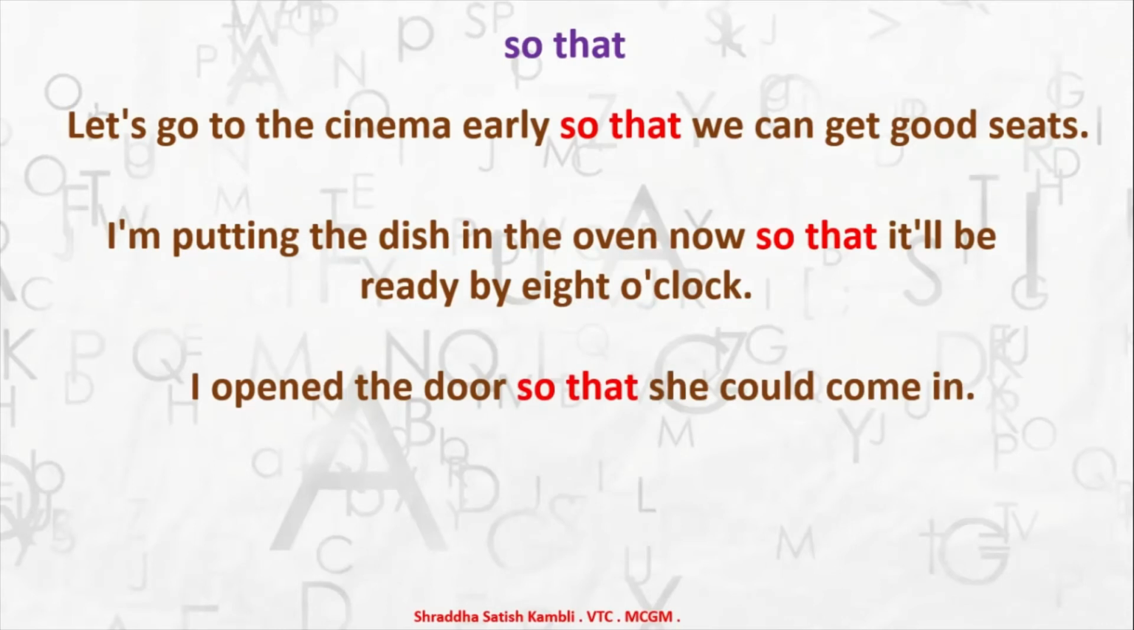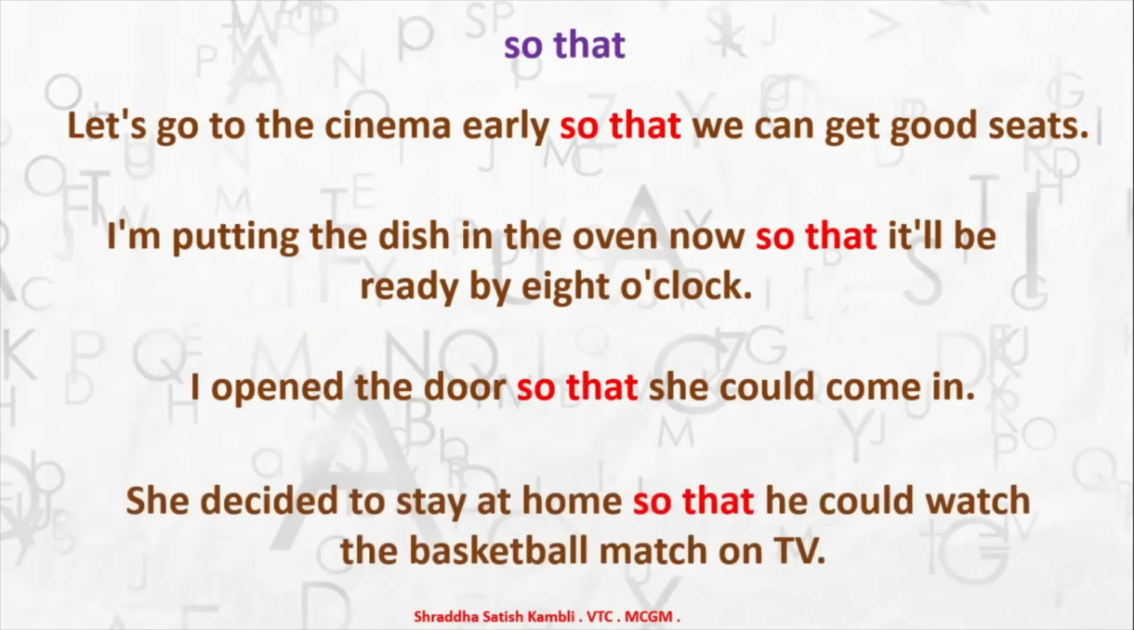I opened the door so that she could come in. So that means I opened the door and because of that she could come in. Or I opened the door so that she could come in means I wanted her to come in, so I opened the door. Then we have, she decided to stay at home so that he could watch the basketball match on TV. So these were some of the examples with the conjunction so that.